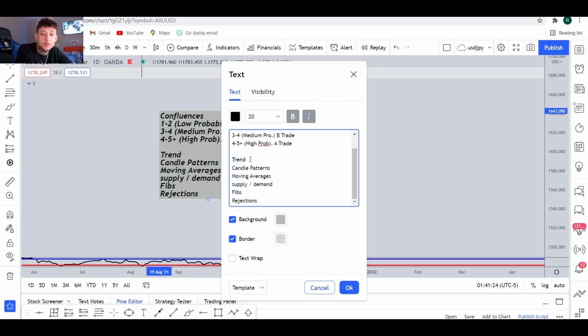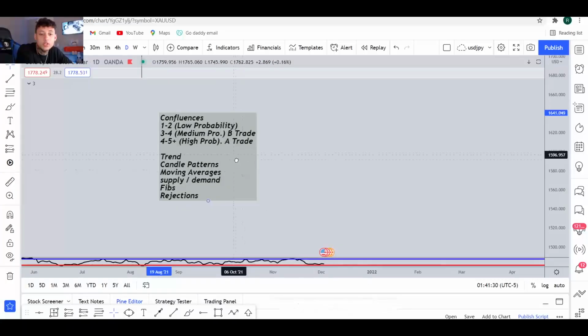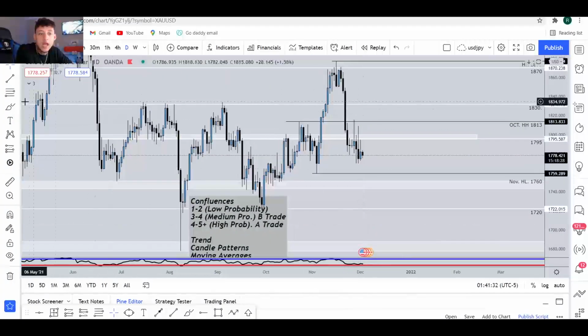So again, we have the trend, we have candlestick patterns, we have moving averages, we have supply and demand, we have fibs, we have rejections of price, right? Everybody is going to have different forms of confluences.